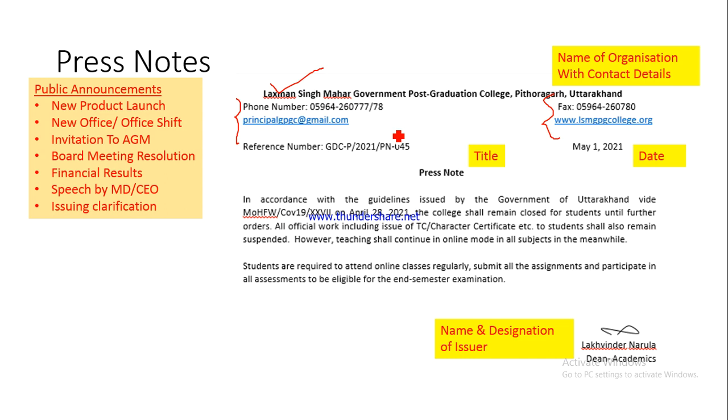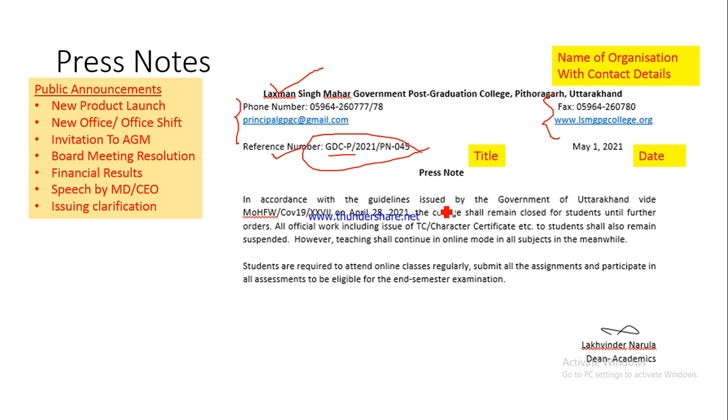Now please understand, this is very important. The title, just like in circulars or in notices or in memorandums, we have the title at the top, then we have the date, and of course there could be a reference number also for the press note. See, GDC Pithoragarh 2021 press note number 045. This probably could be the meaning of this reference number. Fine. And let's have a look at what the press note says.